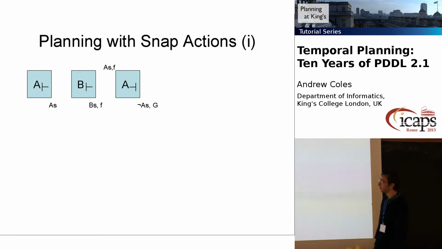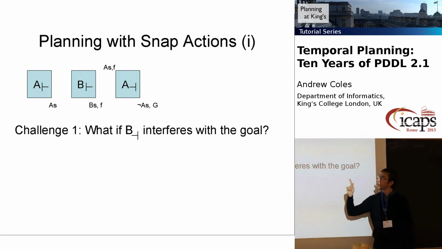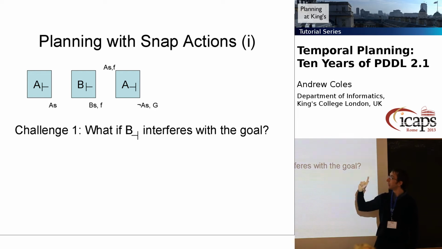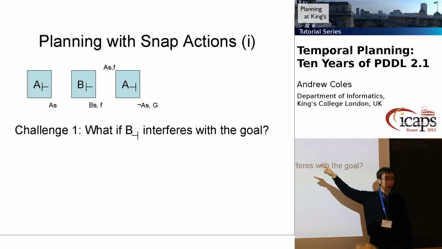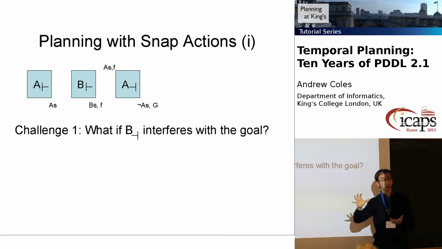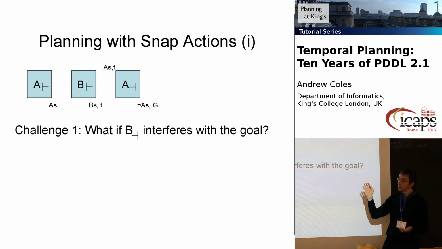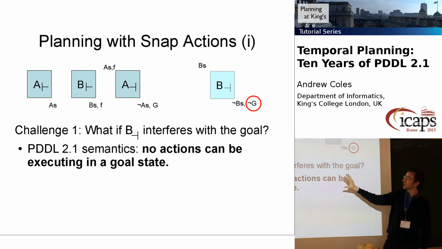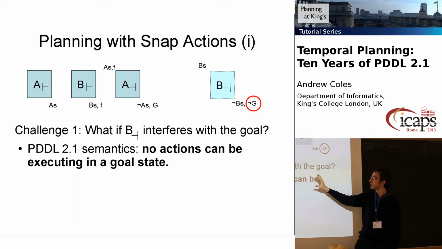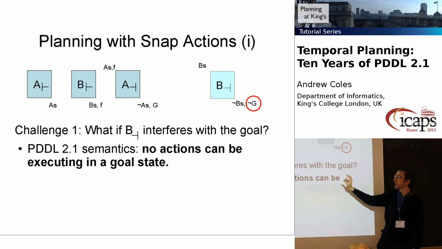Problem number 1. What if the end of action B would interfere with this goal? Now, in classical planning, if we stopped at this point, it would be fine. But in temporal planning, we've started an action. When an action has started, at some point in the future, it has to finish. So we might have this action over here, the end of B, which is just going to delete our goal fact.